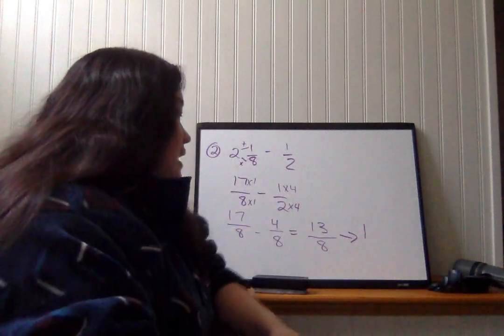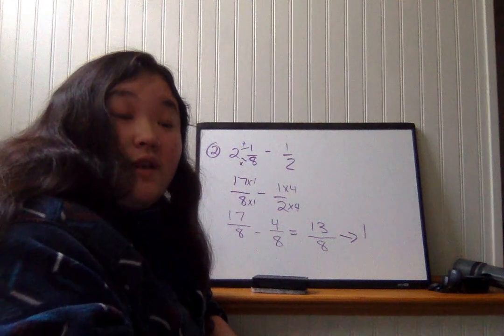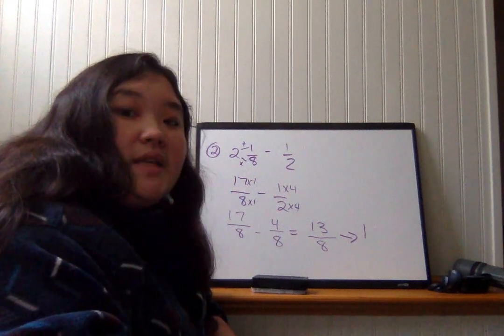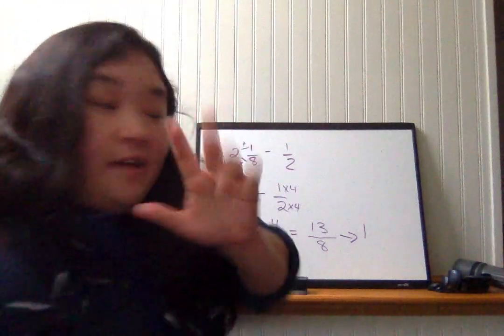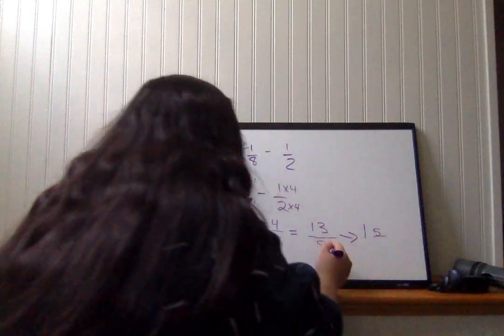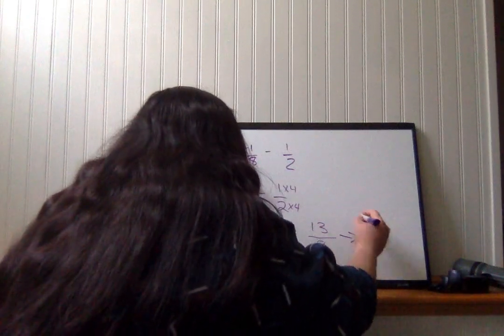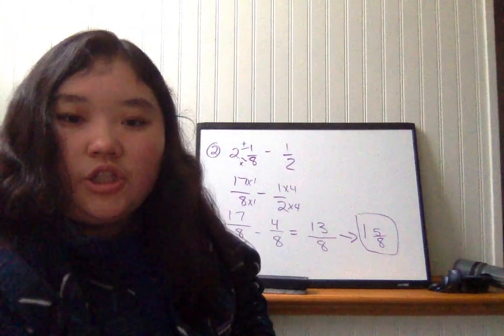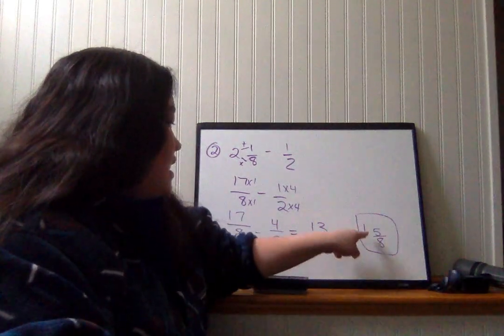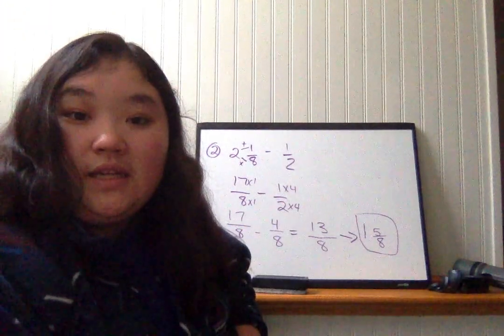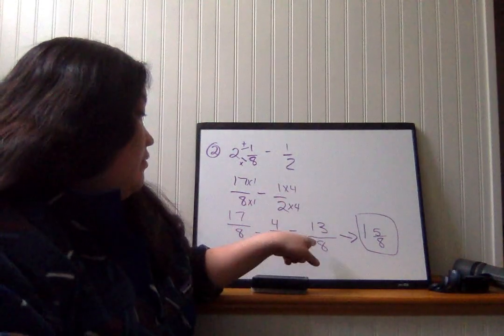1 times 8 gives me 8. So now I need to subtract that from the numerator. 13 minus 8 is going to give me 5. And I keep my denominator the same, which is 8. So my answer is going to be 1 5/8. If I wanted to check it, I could do 8 times 1, which gives me 8, plus 5 gives me 13, and that'd be 13 over 8 right here.